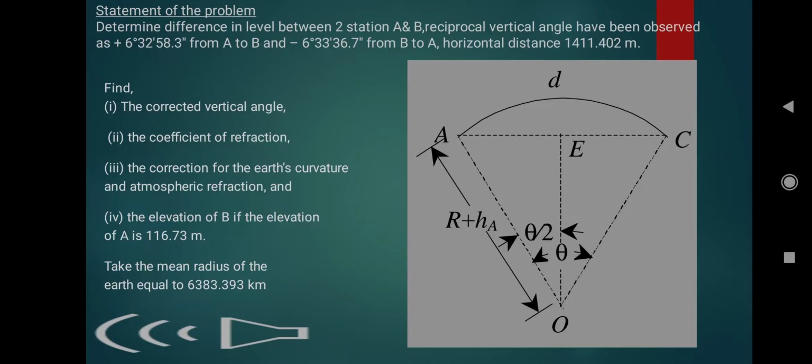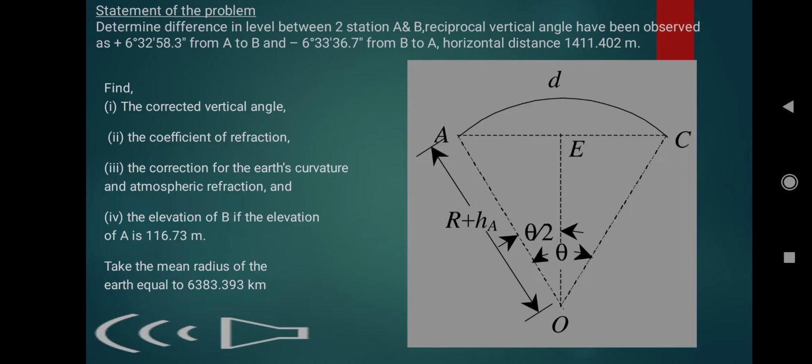The statement of the problem is to determine the difference in level between two stations A and B. Reciprocal vertical angles have been observed as 6 degrees 32 minutes 58.3 seconds from A to B, and minus 6 degrees 33 minutes 36.7 seconds from B to A, and the horizontal distance is 1411.402 meters. We have to compute the corrected vertical angle along with the coefficient of refraction and the correction for earth curvature and atmospheric refraction.